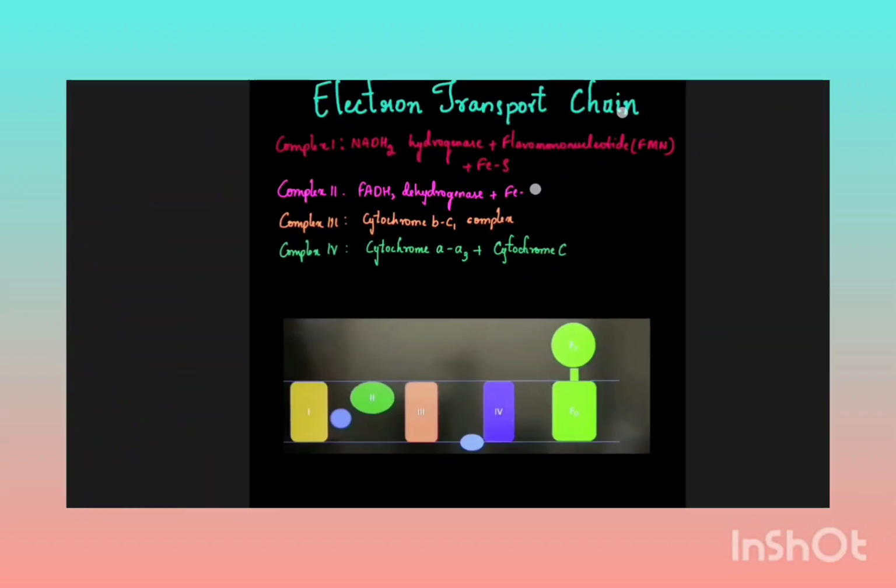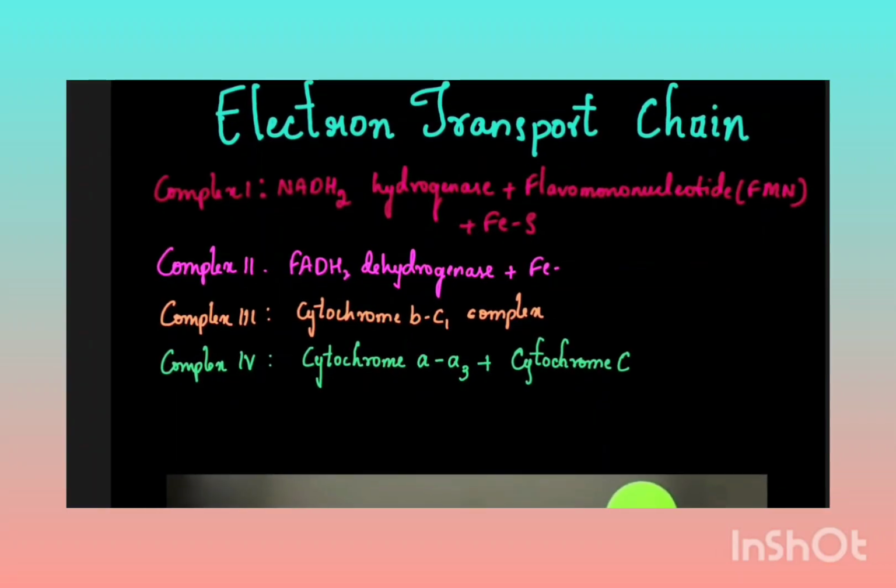Everyone, in this video we are going to learn the electron transport chain. This occurs in the inner mitochondrial membrane of mitochondria. The inner mitochondrial membrane of mitochondria includes various complexes.